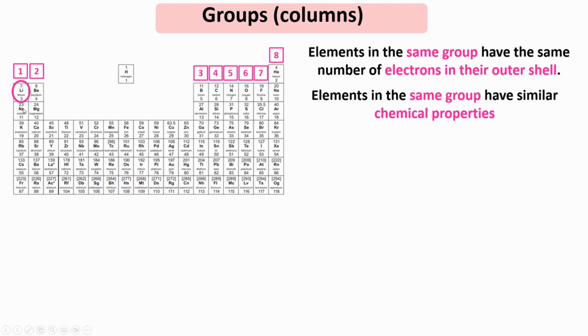So let's look at the electronic structure for lithium in detail. Lithium has an atomic number of 3. So that means it's got 3 protons. The atomic number is also the number of electrons. So it's got 3 electrons as well.